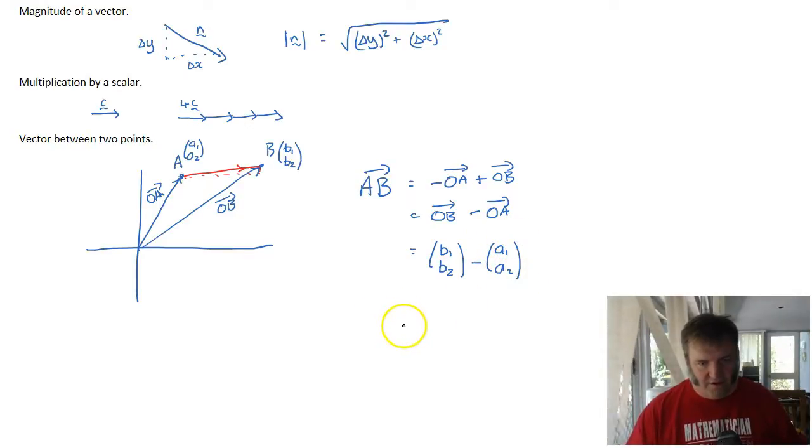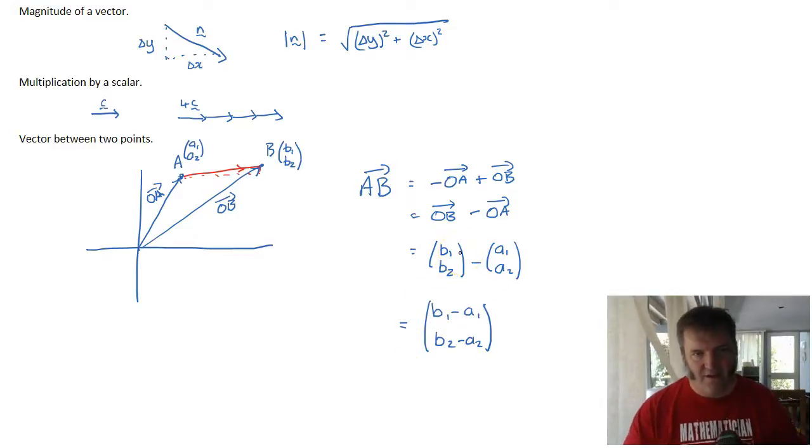Oh, what does that mean I can do? I can just find B1 minus A1, the difference between the x coordinates, and then B2 minus A2, the difference between the y coordinates or the y components of the vectors, and that will give me the components of vector AB. Wow, we covered a lot, didn't we?